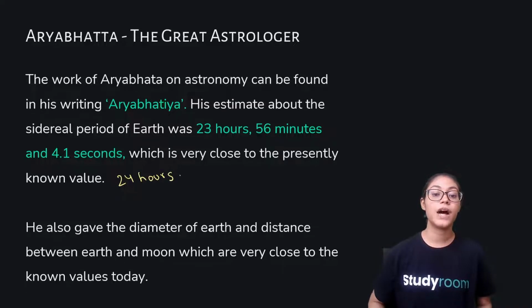He also gave the diameter of Earth and the distance between the Earth and the Moon, which are very close to the known values today. There were many other Indian philosophers. There were many other astrologers in India as well, but the most famous is Aryabhatta.